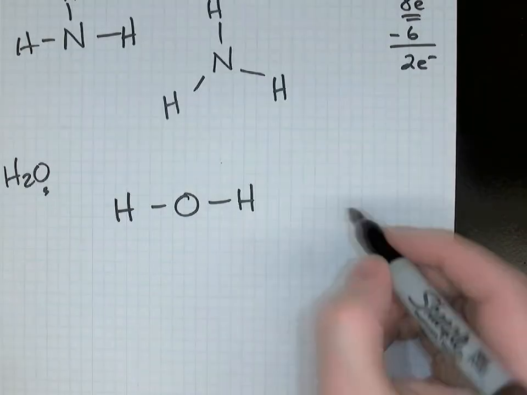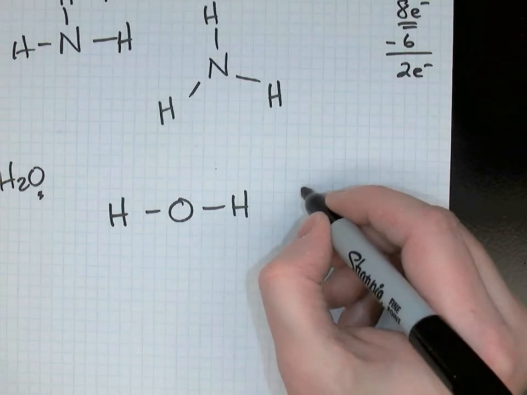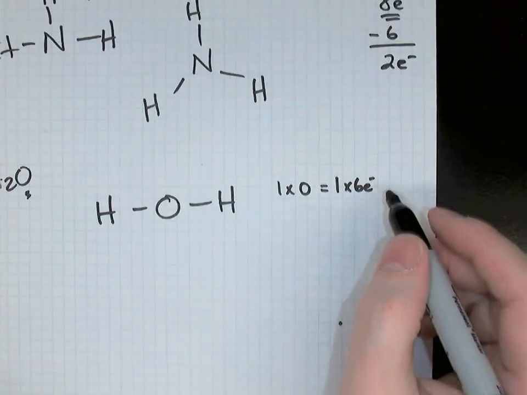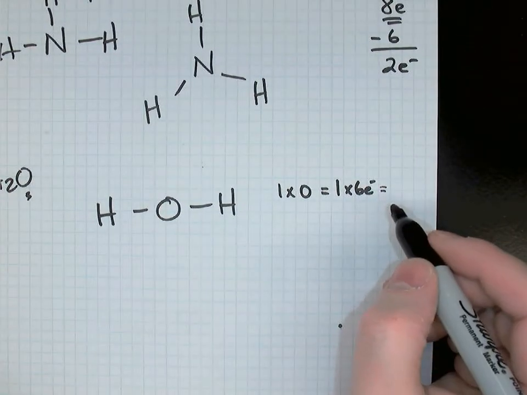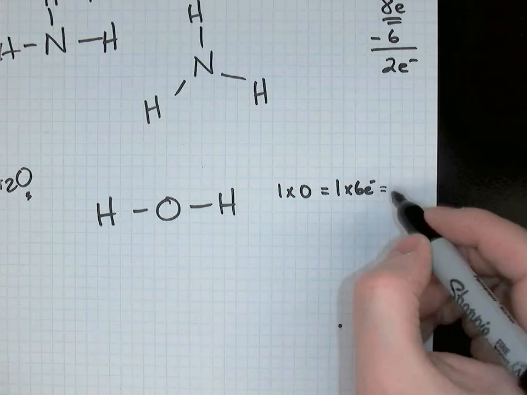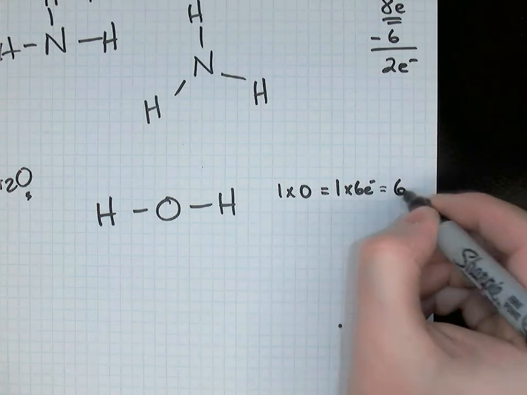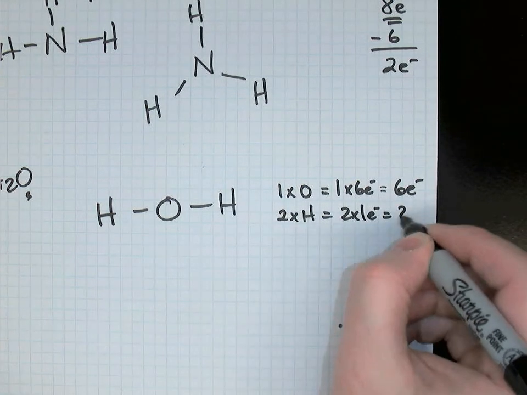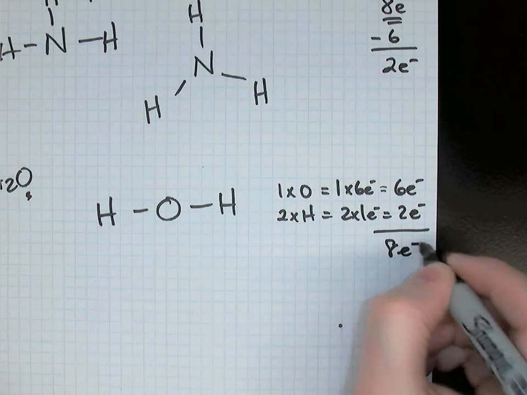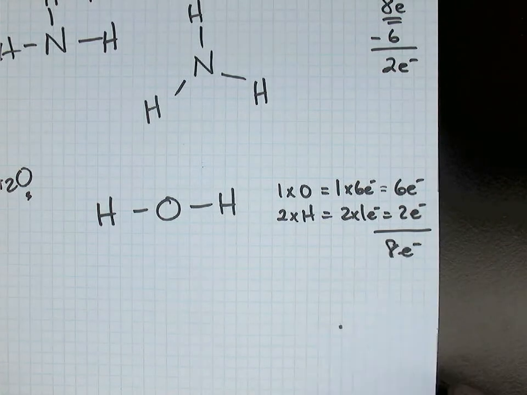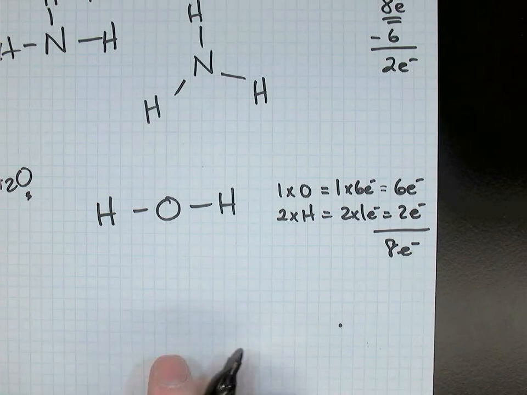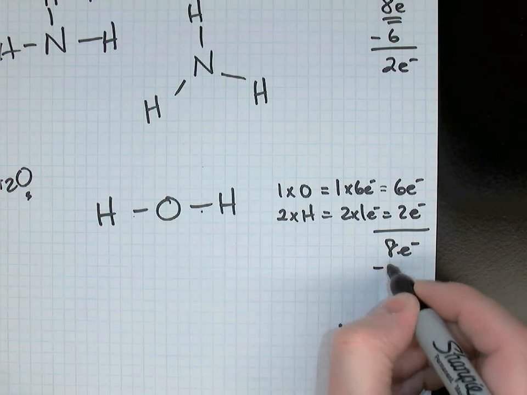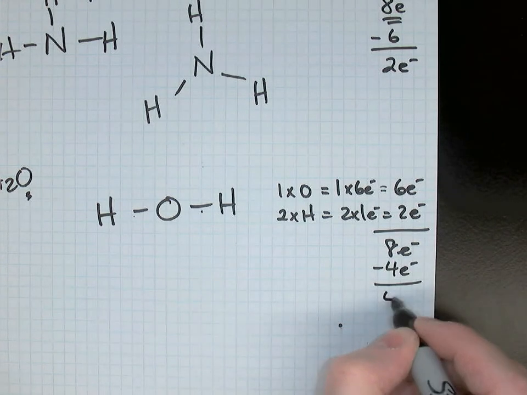So now the valence electron counting, we have 1 oxygen atom. There's 6 valence electrons for oxygen. Its electron configuration ends in 2s2 and 2p4, so a total of 6 electrons. We have 2 hydrogen atoms, 2 times 1 electron each is 2 electrons. And again, by coincidence, we have a total of 8 electrons to play with. We'll see very soon that that's not always the case. We've already used 4 electrons, which means we have 4 electrons left to place.